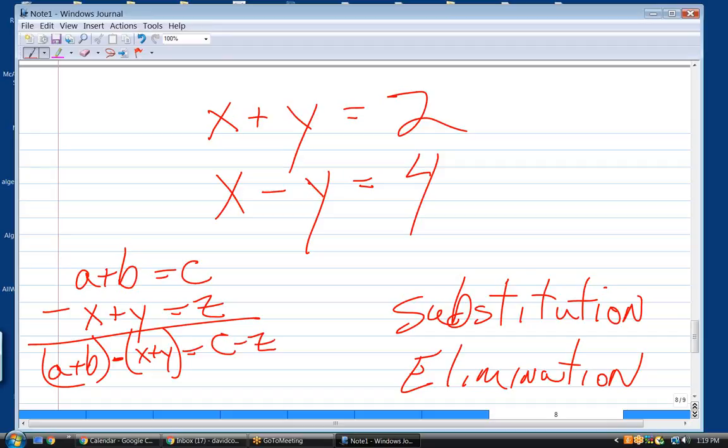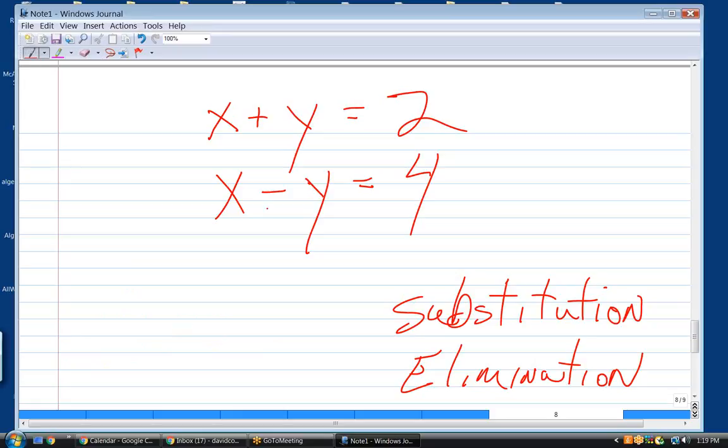You cannot multiply them. You cannot divide them. You cannot square them. It's not like solving an equation where you can do anything you want to one side as long as you do it to the other. You can only add or subtract equations. Okay.